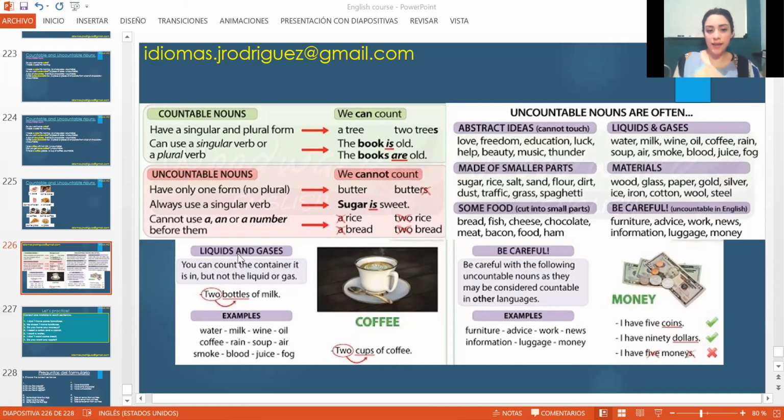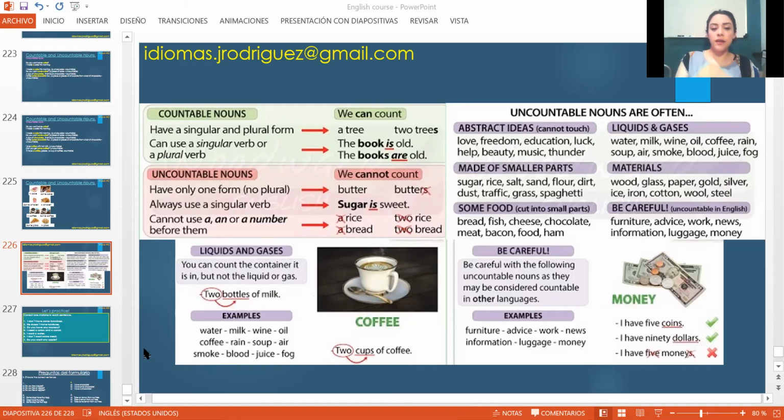Okay, so liquids and gases. Here's an important tip. You can count the container it is in. Podemos contar el contenedor, valga la redundancia, que contiene al líquido o al gas. Podemos contar el contenedor, no el líquido o el gas. Por ejemplo, 2 bottles of milk. We cannot say 2 milks. 2 leches, no. 2 botellas de leche. Y lo que estamos contando son las botellas.